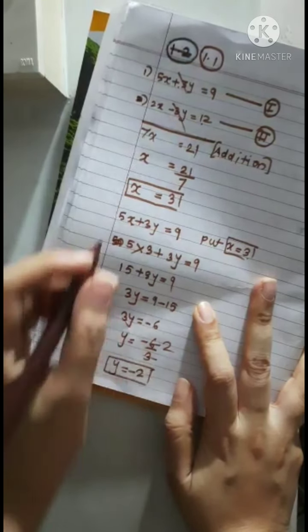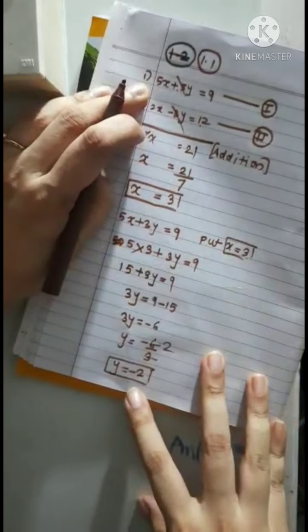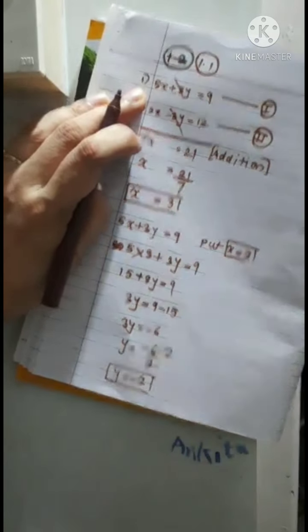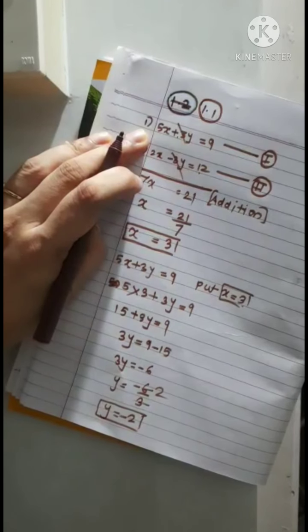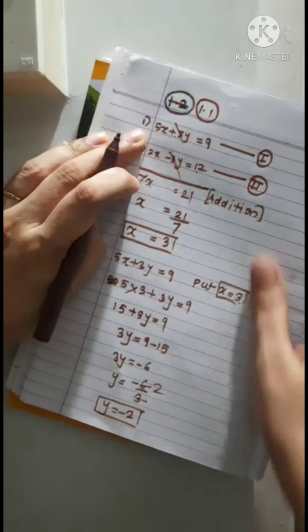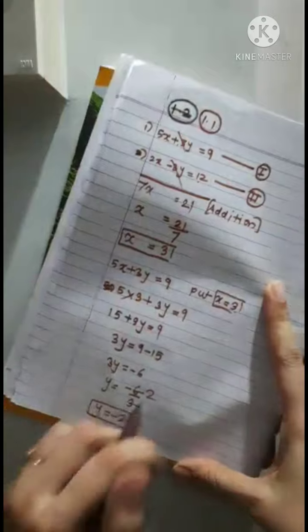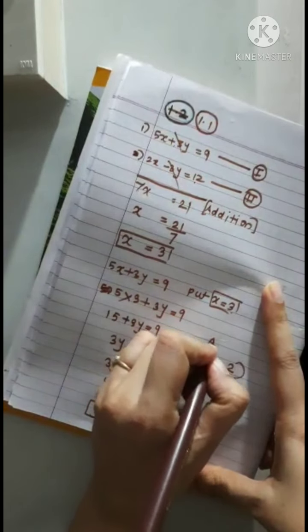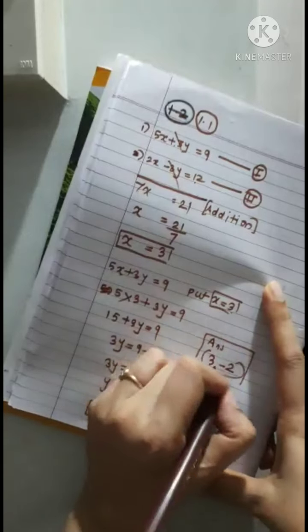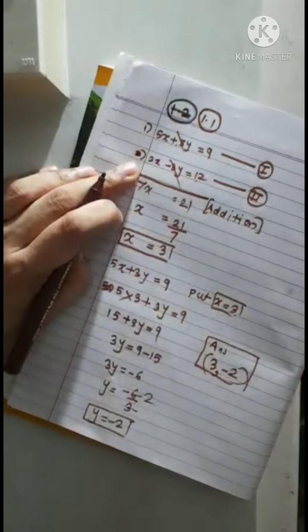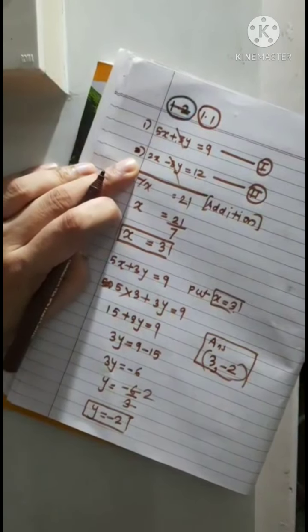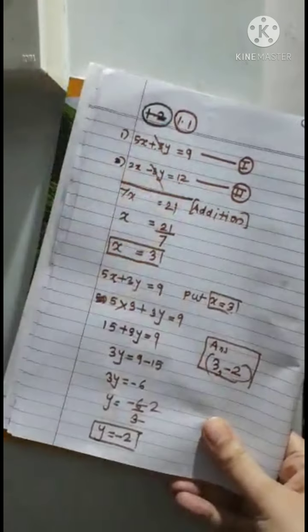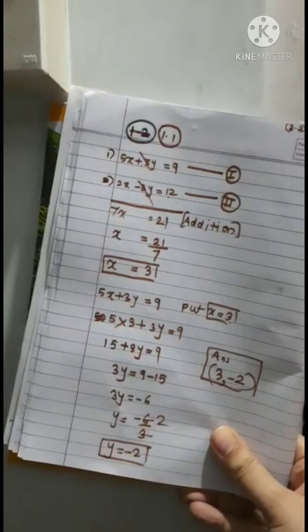So I got two values. Make a box so that you can attract the attention of your paper checker, the examiner. Fine? 3 and minus 2 is the answer. 3 and minus 2 is your answer. These are 2 marks questions. This cannot be a 1 mark question because they want two values, x as well as y. Fine, you can take a screenshot if you want.